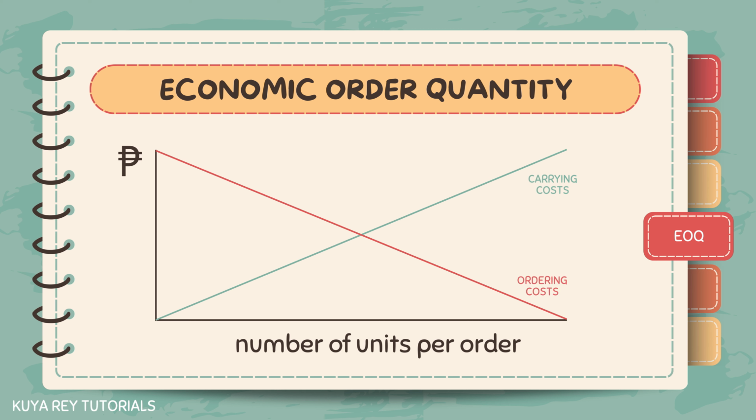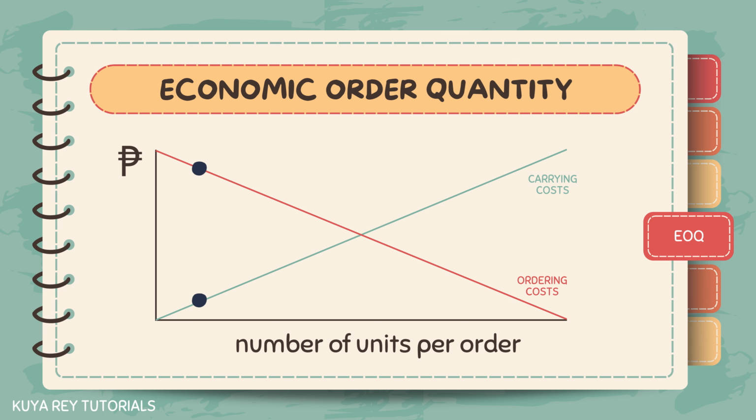Additionally, it is important to know that the total ordering costs is inversely proportional to the number of units per order. On the other hand, the total carrying cost is directly proportional to the number of units per order. Meaning, when the entity orders too much, ordering cost is low while the cost to store them is high.